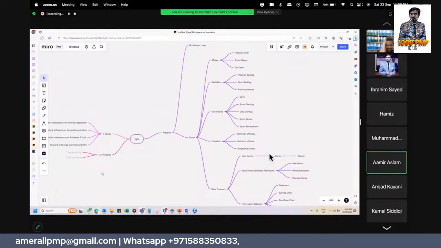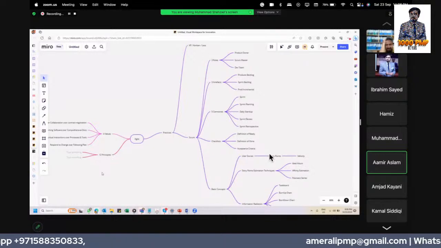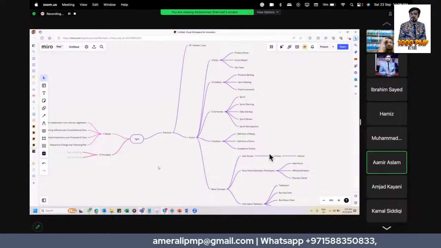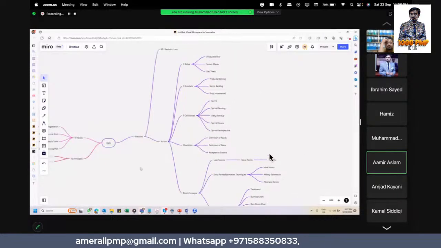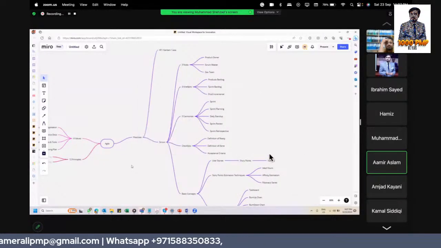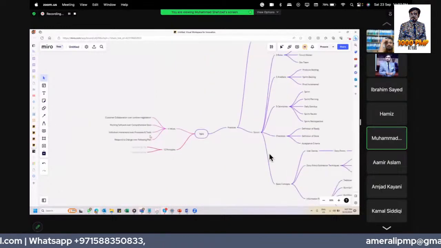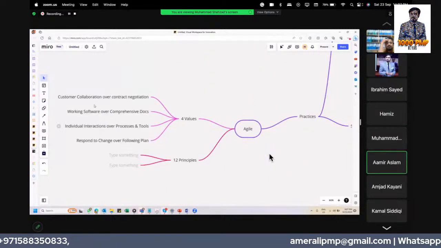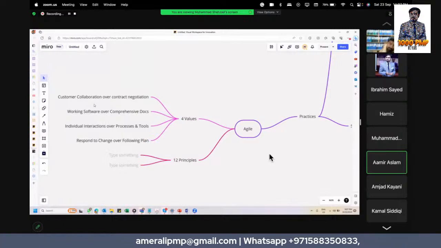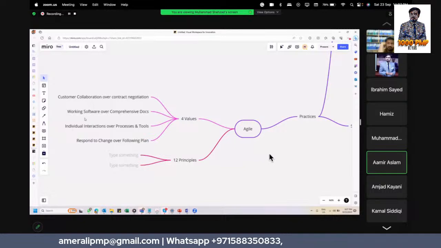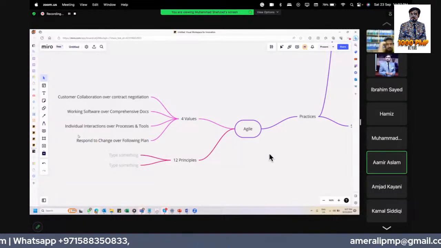So in Agile, we have 4 values and 12 principles. The 4 values are: customer collaboration over contract negotiation, working software over comprehensive documentation, and individuals and interactions over process and tools. The 4th one is responding to change over following a plan.